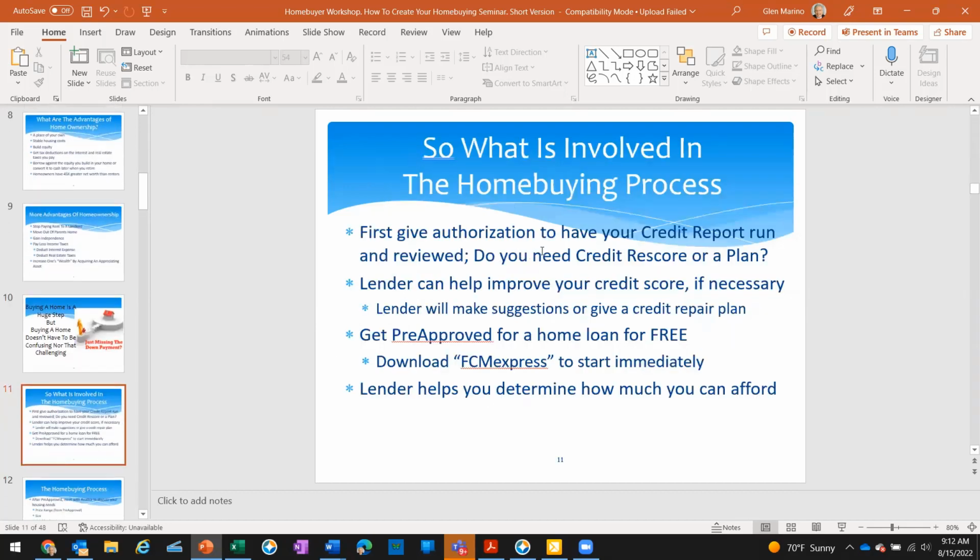So what is involved in the home buying process? Something that we need to educate the home buyers on. First, they need to give authorization to have their credit report run and reviewed. Do they have the minimum credit score, or do they need a credit rescore? Do they need to get a plan?